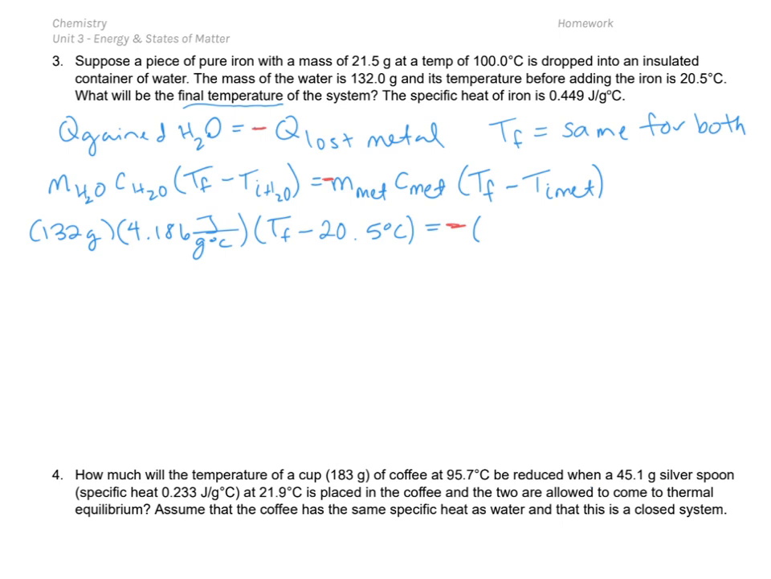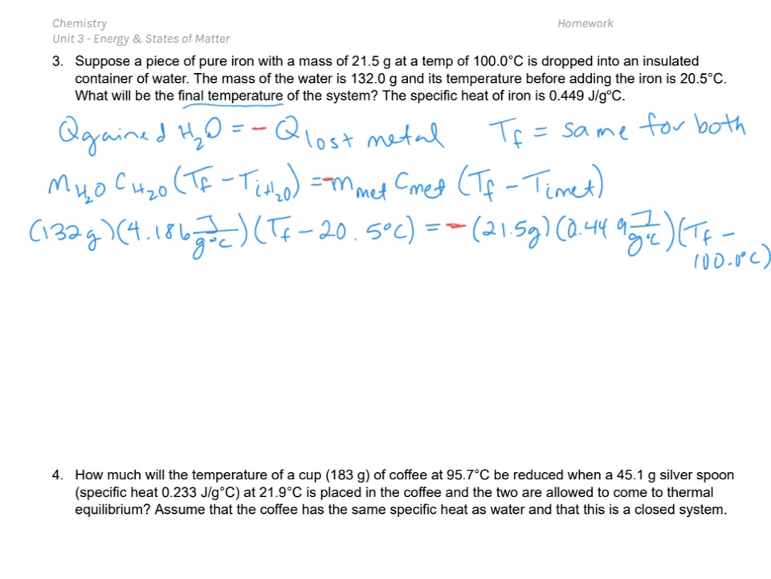So the mass of the metal was given in the problem. It is 21.5 grams. And the specific heat of the metal is given in the problem as well. It is 0.449 joules per gram per degree Celsius. And the change in temperature of the metal is the final temperature minus the initial. And remember, the metal was put into boiling water, so its initial temperature was 100 degrees Celsius.